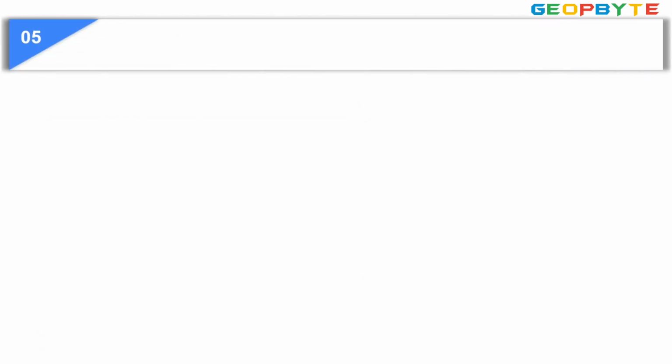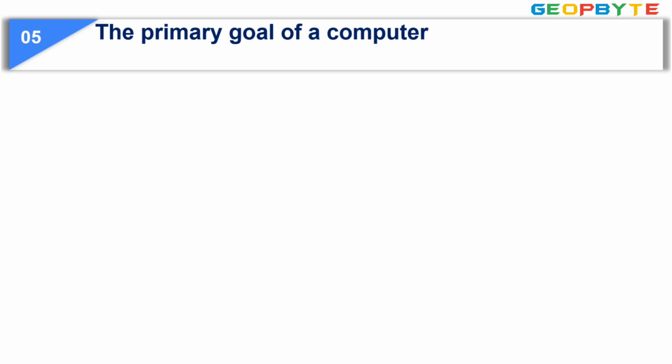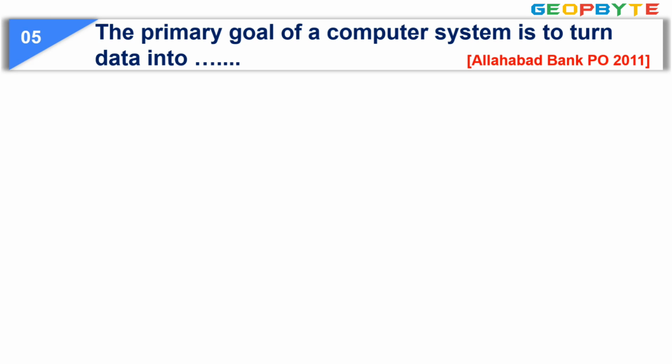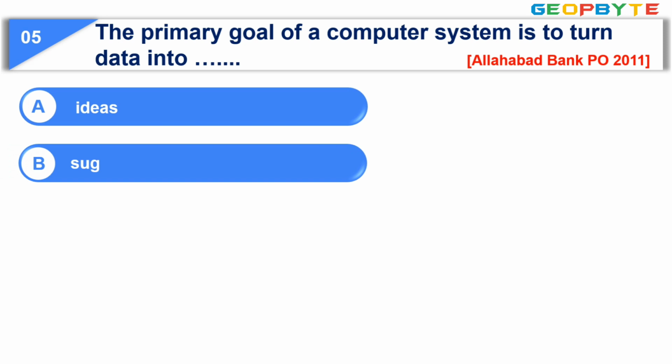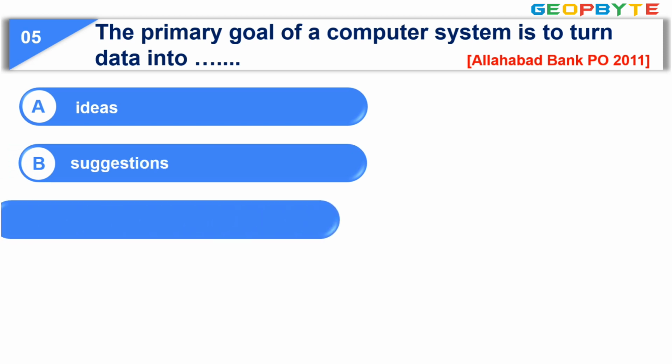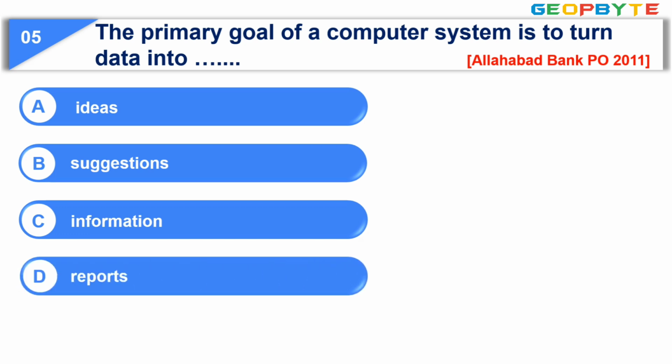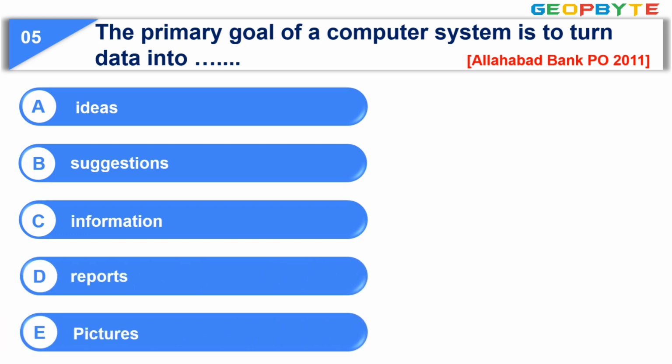Next, moving to question number 5. The primary goal of a computer system is to turn data into: option A, ideas; option B, suggestions; option C, information; option D, reports; option E, pictures. And the correct answer is option C, information. The primary goal of a computer system is to turn data into information.